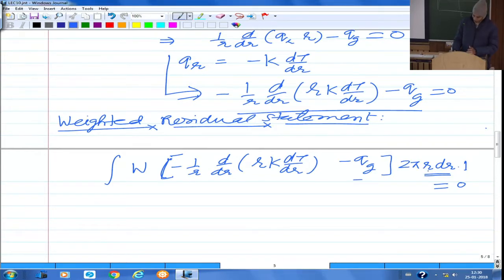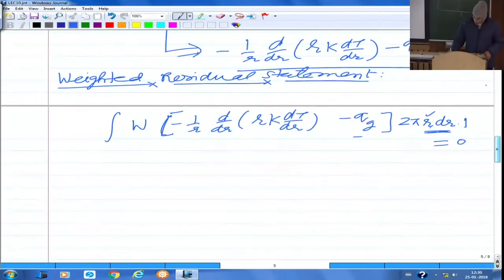But here, because r is changing along the radial direction, this is going to change the equation. So it is important to keep this term here in this case. Of course, as I said, you can always divide it by 2 pi and take that out. So this will be your weight function, and since finally we are left with dr, the integration would be from the lower limit to the upper limit.